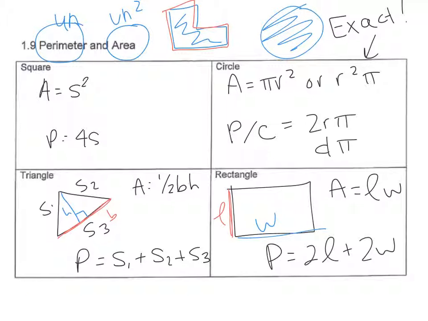Notice how if you have the exact value of a circle, you do the radius squared times pi. So your answer would look something like 64 pi, 20 pi. Exact means keep it in terms of pi. Approximate means put it in your calculator and get a decimal.